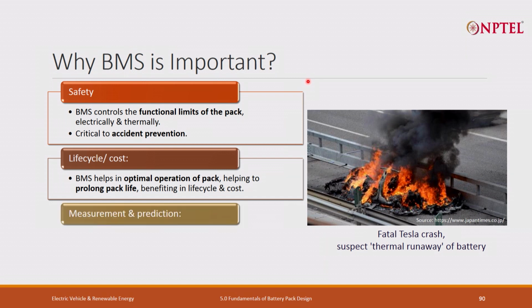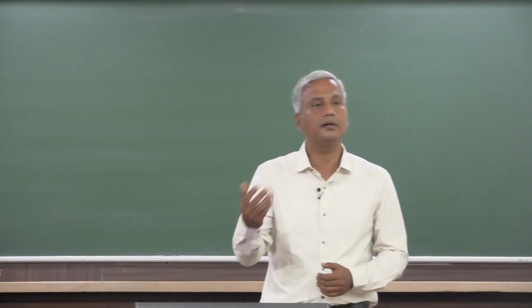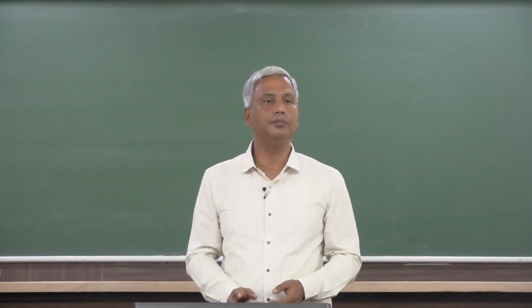How do all these things happen? How does it limit the functional limit? How does it ensure the pack is running within the functional limit? It keeps on measuring various parameters like voltage, current, temperature. Those are the three fundamental parameters it always measures. It keeps on doing the calculation based upon the software, the firmware we have added, and the limits we have set, and takes action whenever anything is breached.